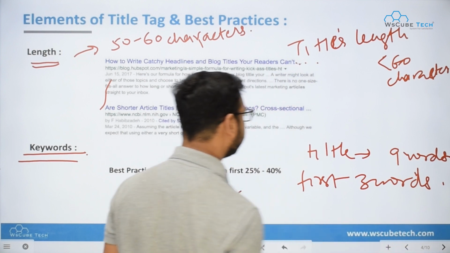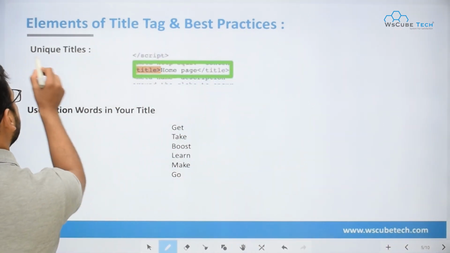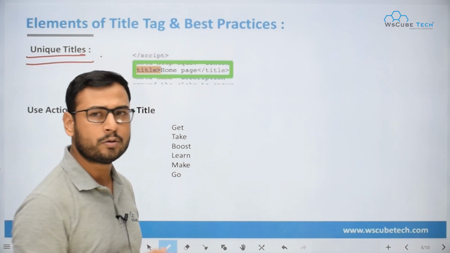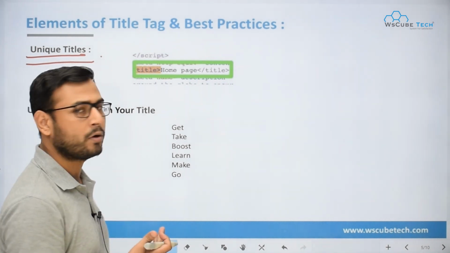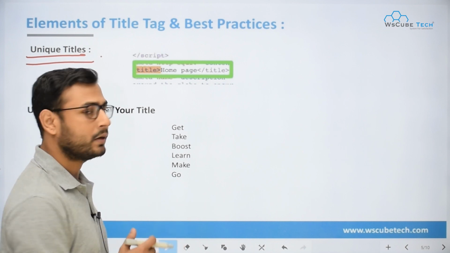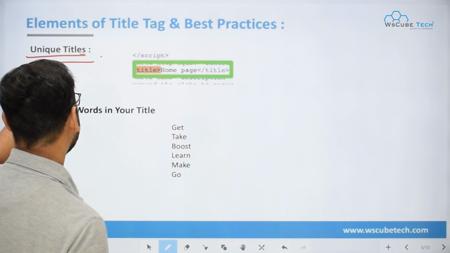Now, there are some other elements, which say that you should use unique titles. Unique titles means you cannot use the same title for each web page on your website. Each web page should contain a unique and very different title, which should relate to the content of that particular web page. So you have to go very unique.